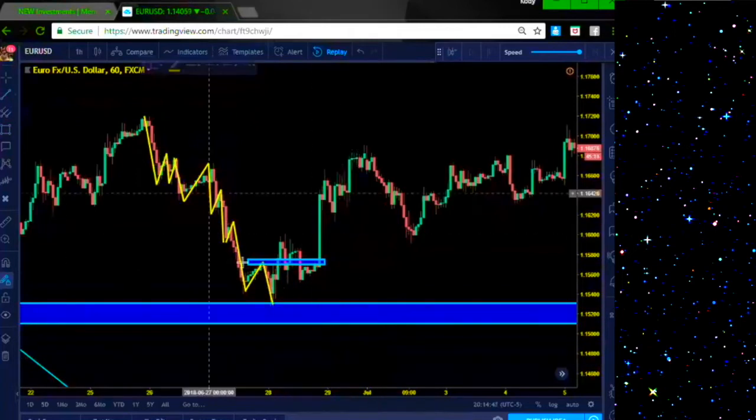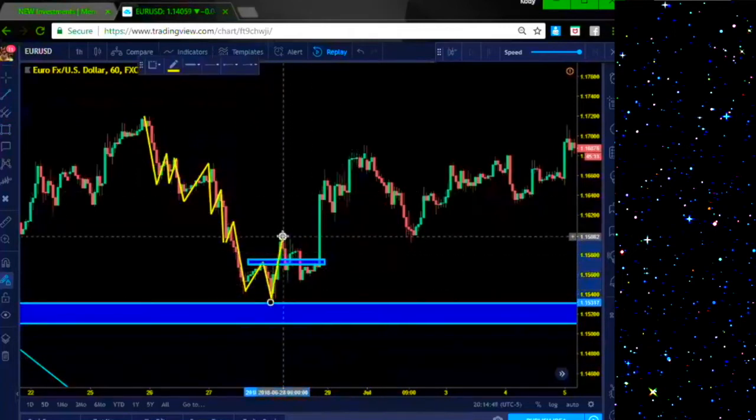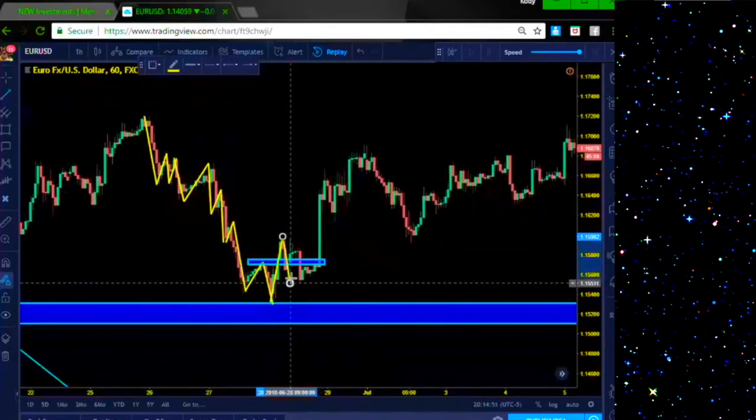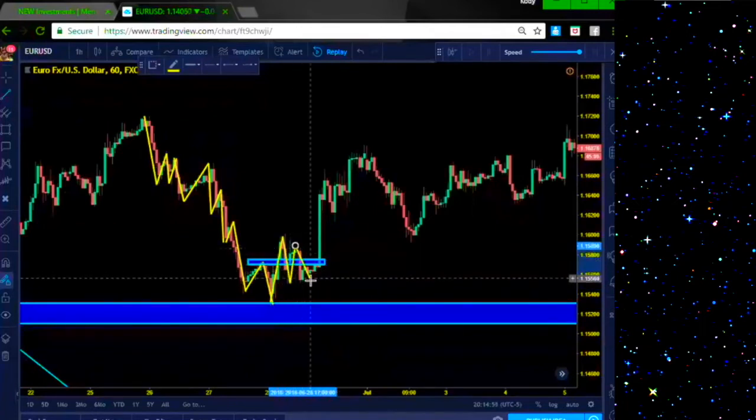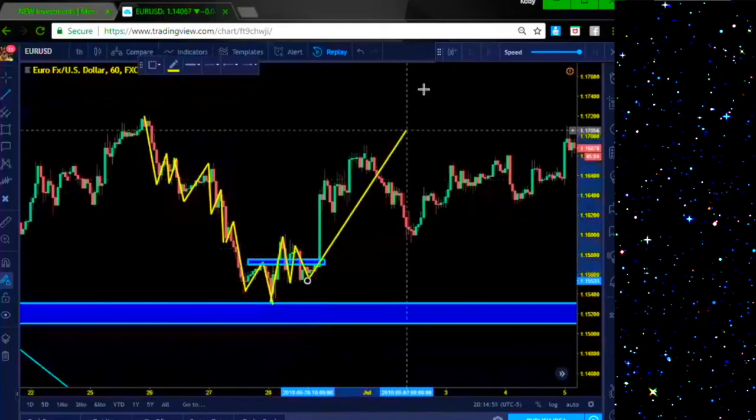All right, so what happens? Price breaks, price comes back down, and at this point, we know that we're now in bullish structure, and boom, that's all she wrote.